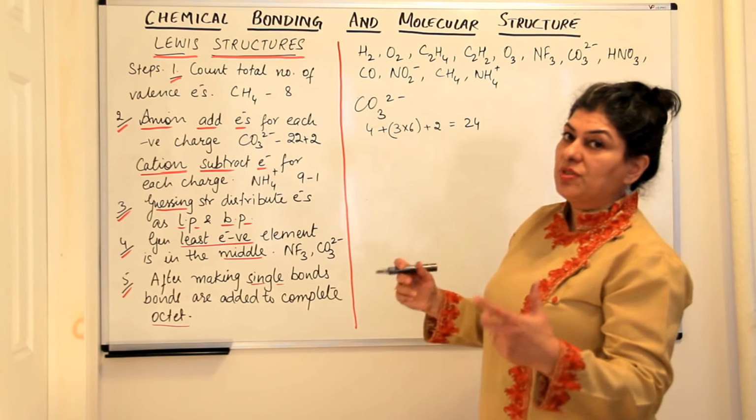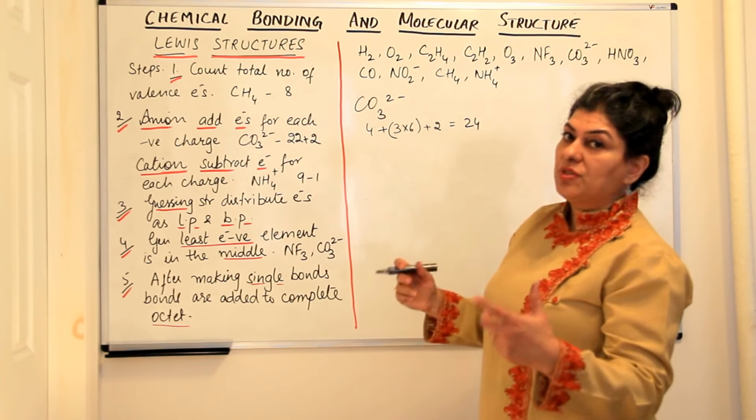After this, how many have we made? 6, 7, 8, 9, 10, 11, 12, 13, 14, 15, 16, 17, 18. Let us put 8 electrons around the oxygens. Let me put 2 electrons here and 2 electrons here, and 23, 24. If you look at this now, every oxygen has 8 electrons.